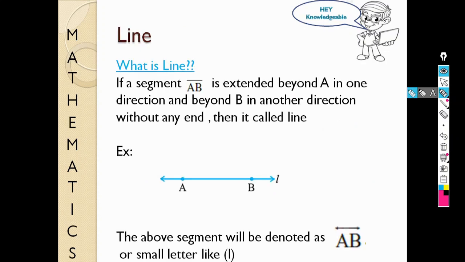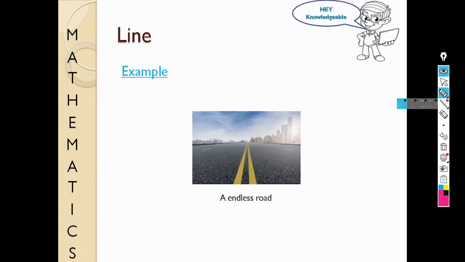So let's see what is a line. If a segment AB is extended beyond A in one direction and beyond B in another direction without any end, then it is called a line. So a line is generally infinite. So how is the line denoted? A line is denoted by AB, and then on top of that there would be a bar with two arrows. Or we can denote it with a small letter, something like this, L. So L is representing a line. An example of a line would be an endless road where we are not able to see any end in both directions. So we can call it a line.